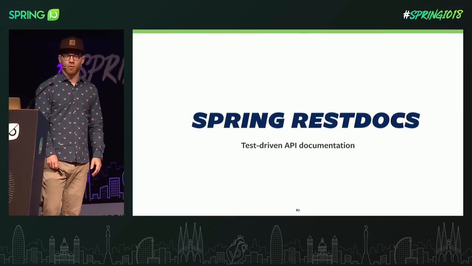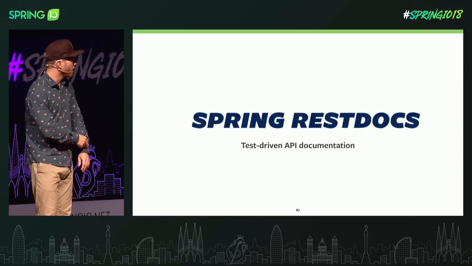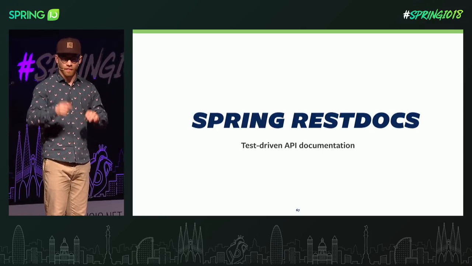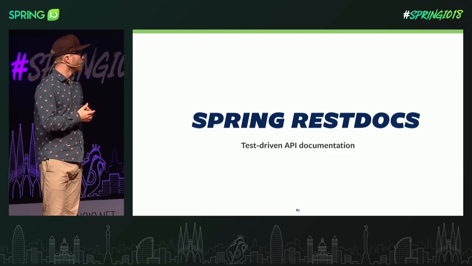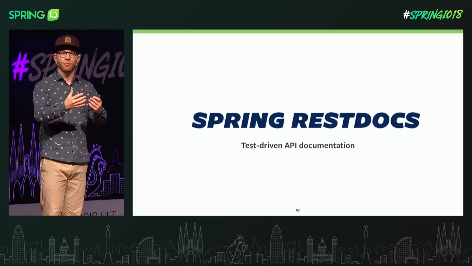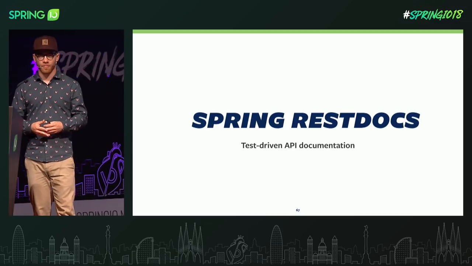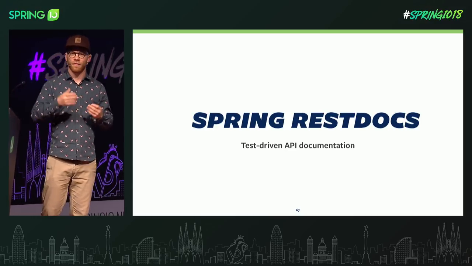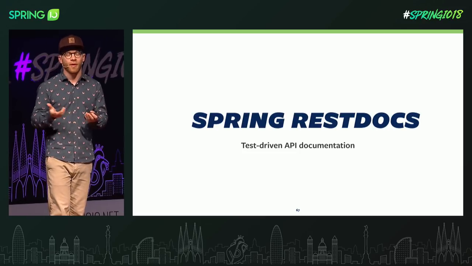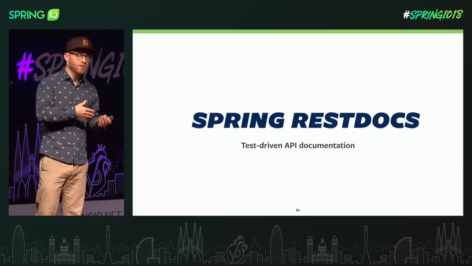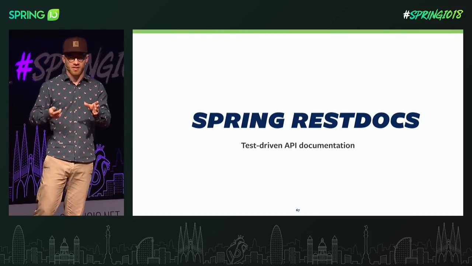There is a project called Spring REST Docs. I'm not sure whether the talk on it has already taken place. It takes a different approach to documenting APIs by executing your API. If there's a field in the JSON that you didn't document, it breaks the test, so that you can always be sure that the documentation and your server production code are in sync.